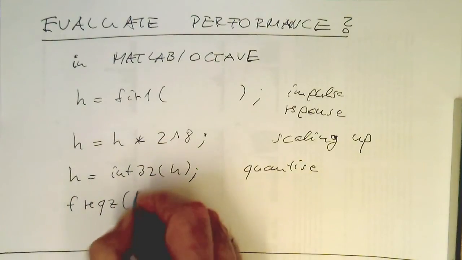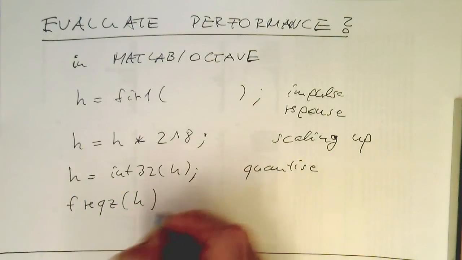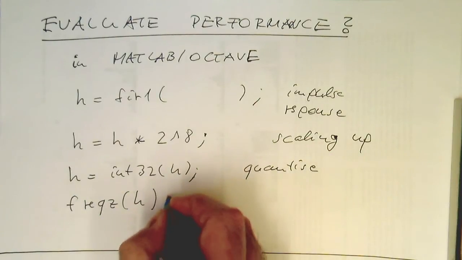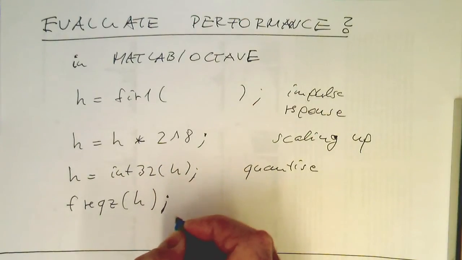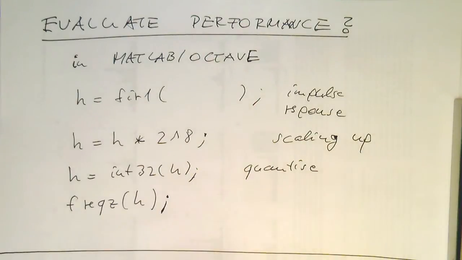Quantize here, and then after this we can just evaluate our frequency response here. There's no way of scaling it down again, so everything will be scaled up by this factor, just by taking this into account when comparing this floating point result. So let's have a look and do that.